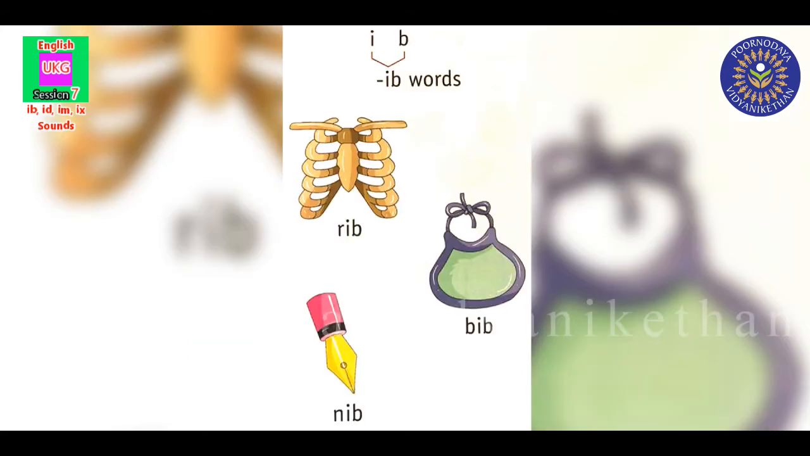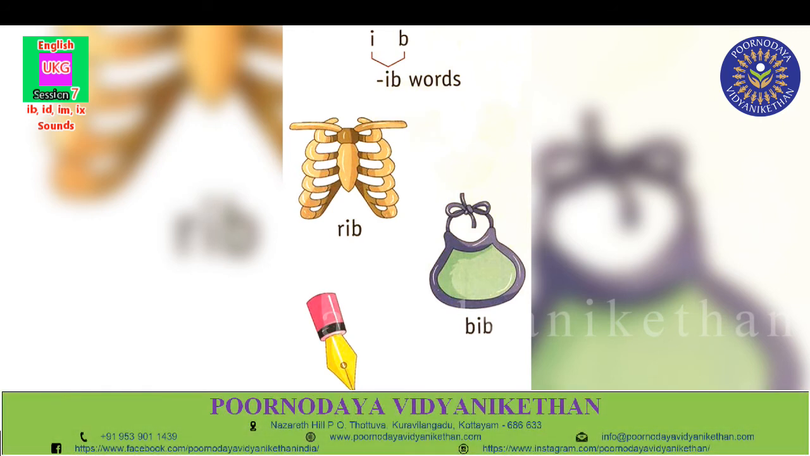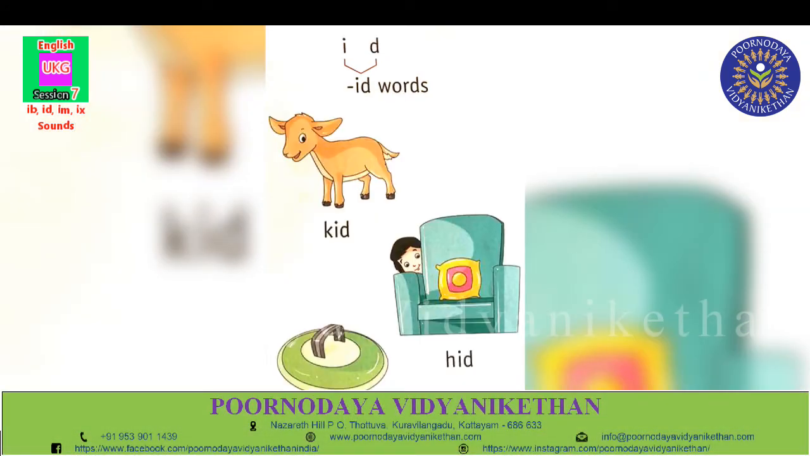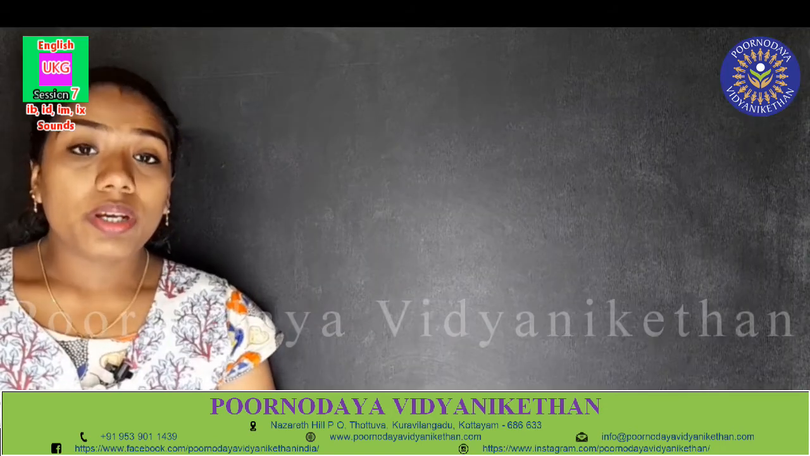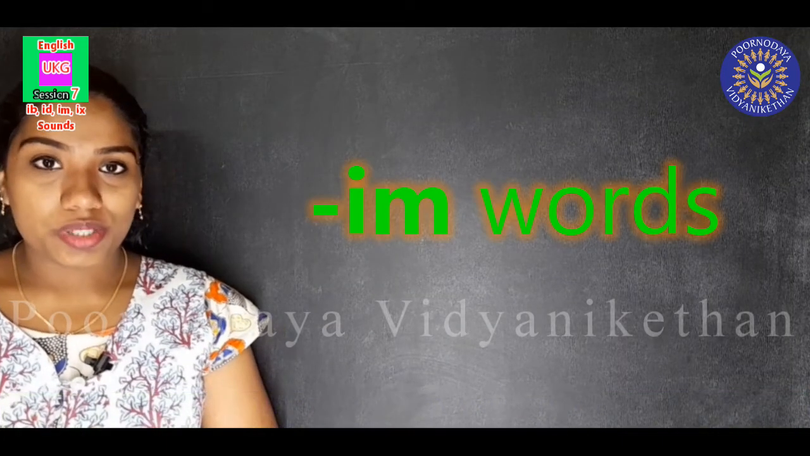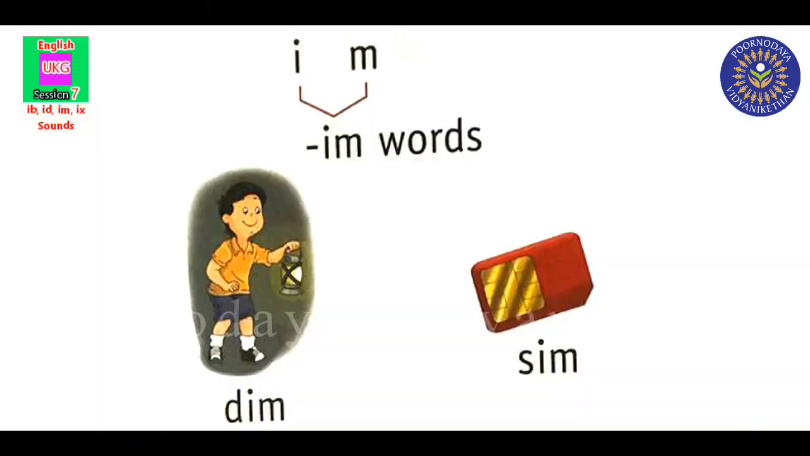So we have learned ib sounds and id sounds. Now we are going to learn some more words. Now we are going to learn im sound. Now look here, children. Can you see the picture? What is this? Dim. D I M. Dim. What is the sound here? Im sound. D I M. Now see the next picture.